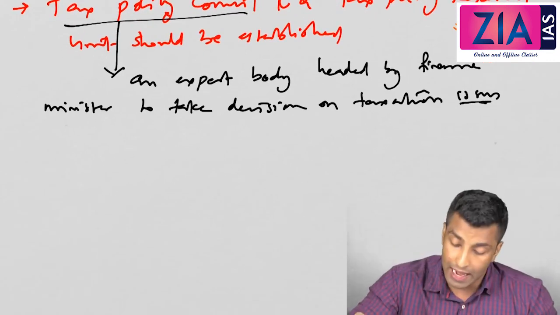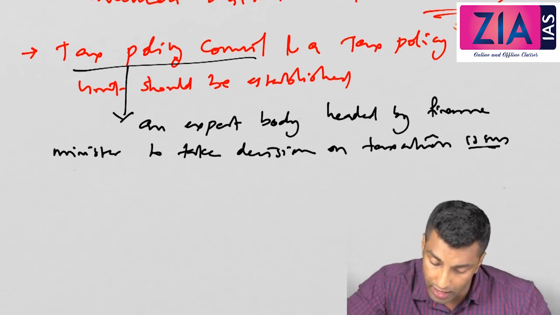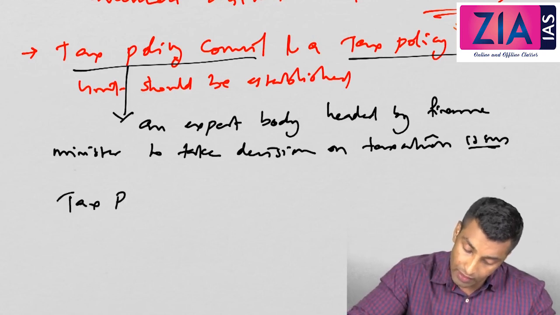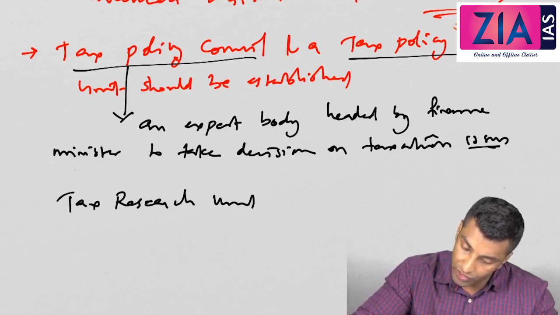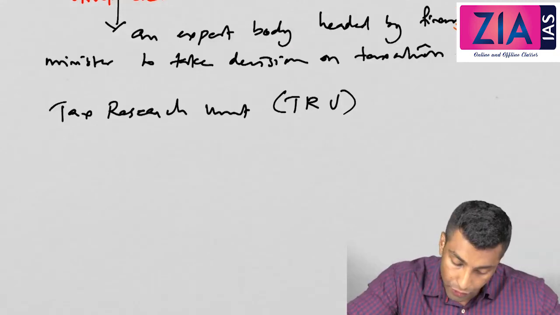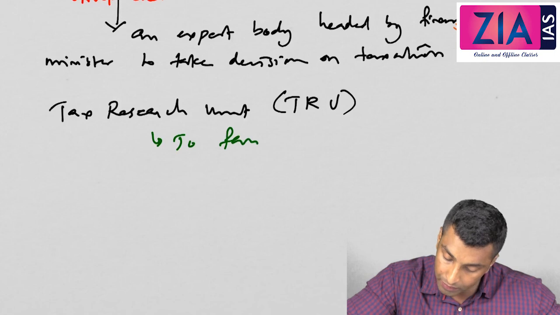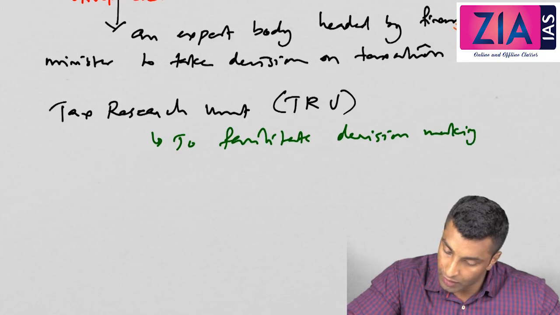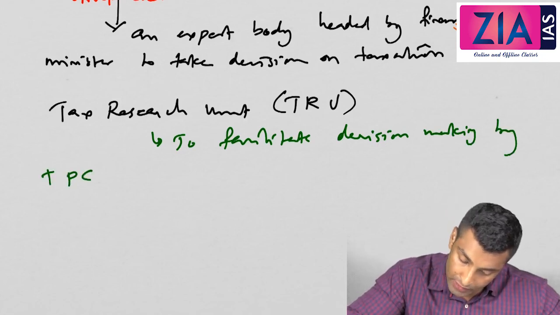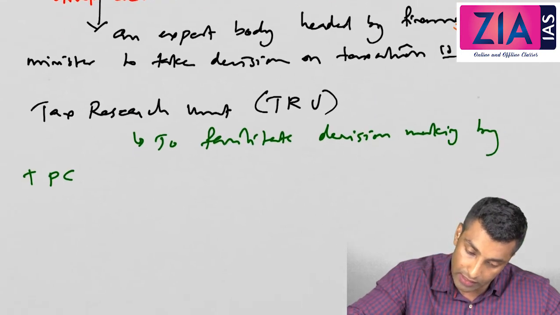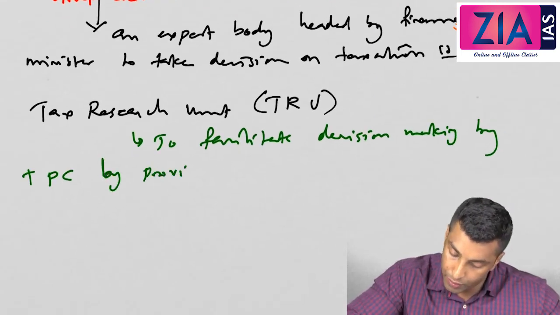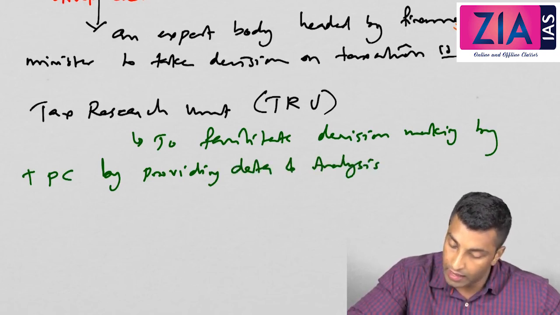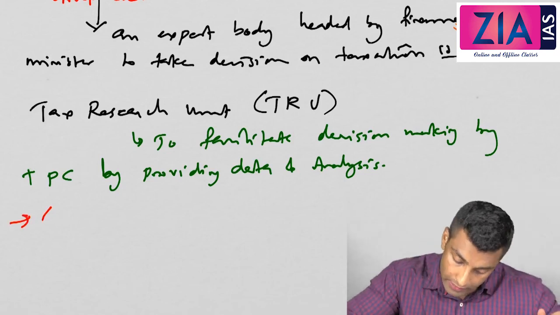Now, the government set up a tax research unit. So here the name they have suggested is tax policy research unit, but the government set up a tax research unit, TRU. For what was it set up? To facilitate decision making by the tax policy council, this one that we have already discussed, by providing data and analysis, okay?